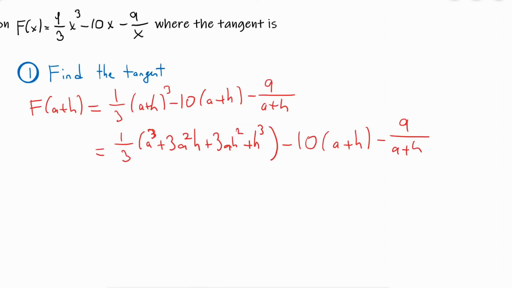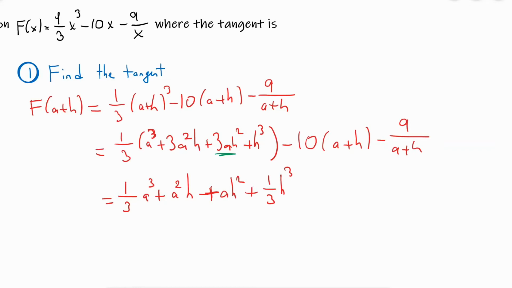After that, I'm going to go ahead and distribute every single thing. So I'm going to start with distributing 1 over 3. So I'll get 1 over 3a cubed plus 1 over 3 times 3 is just going to be 1. So I'm going to be left with a squared h. Same thing for this portion. So I'm going to end up with 1. So I have plus a h squared. And then I'm going to times it with the h cubed at the end. So I have 1 over 3 h cubed.